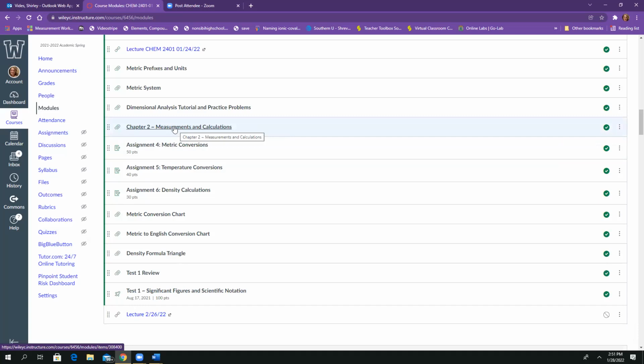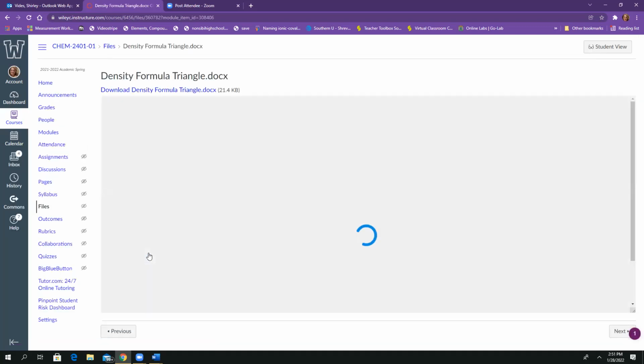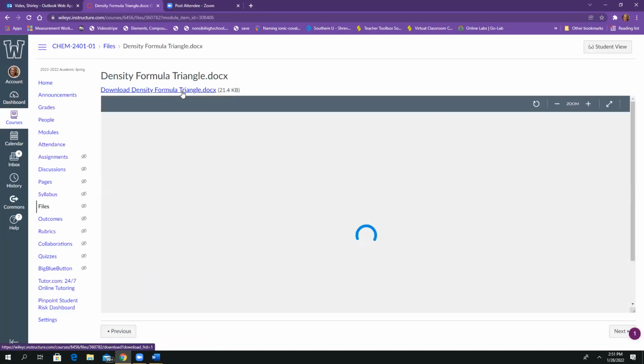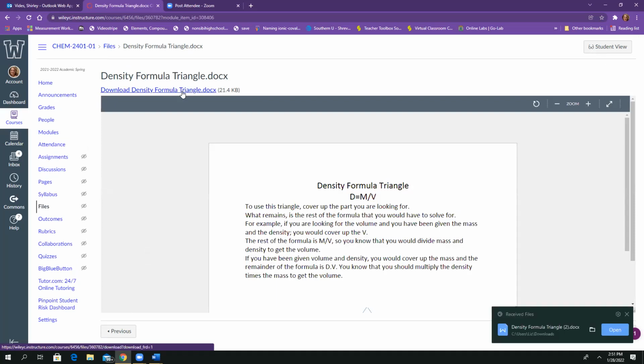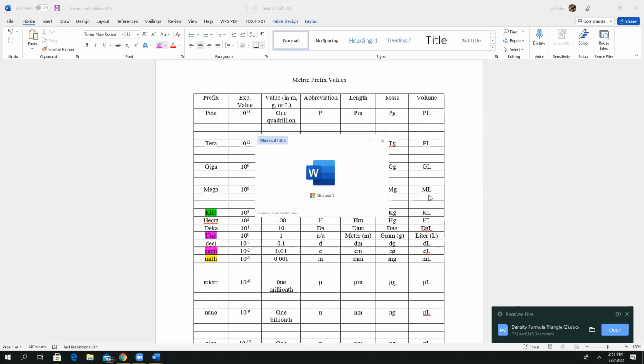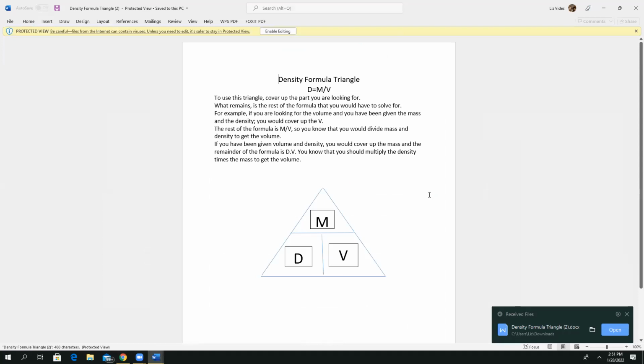You know, that's an okay thing. I mean, we already went over it, so we're good with that. But after this, we're going to go and do some density. Okay. So the density formula triangle is something that I use for people because a lot of the times people think that it's difficult to solve.